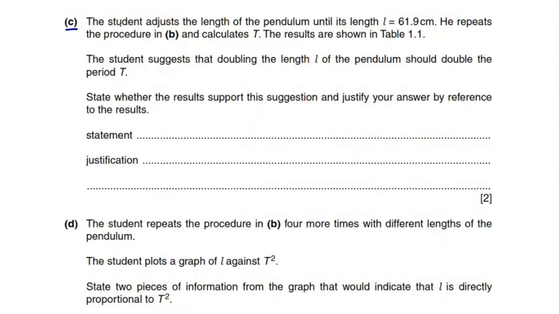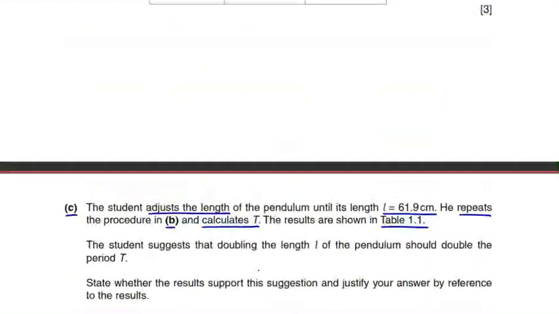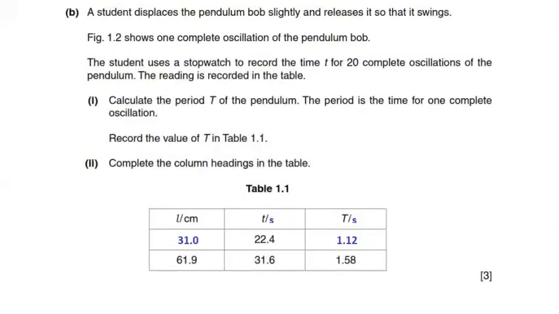Part C says that the student adjusts the length of the pendulum until its length L is 61.9 centimeters. He repeats the procedure in B and calculates T. The results are shown in table 1.1. Look students, this is table 1.1. The first column contains two values of length l of the pendulum. The second column contains the corresponding values of time t taken for 20 oscillations, and the third column contains the corresponding values of period T of the pendulum.